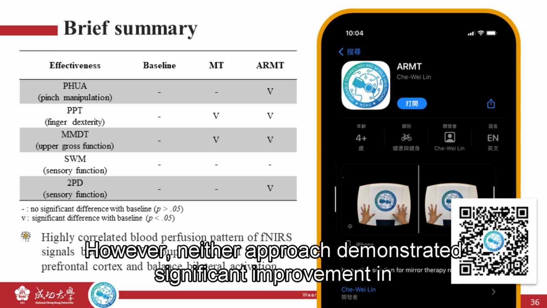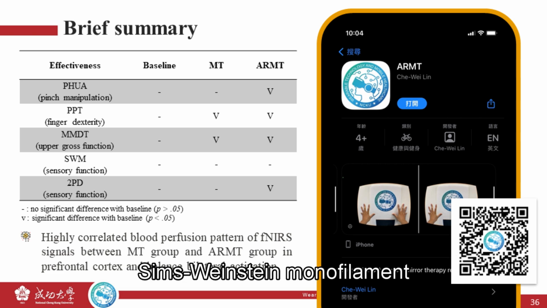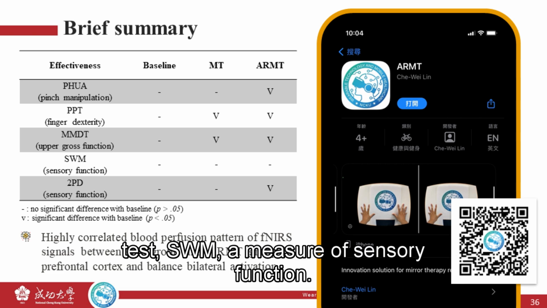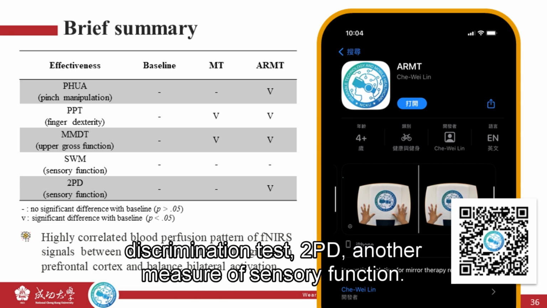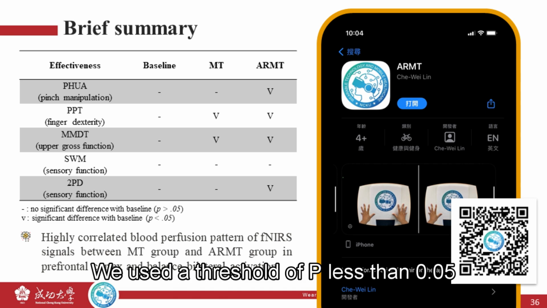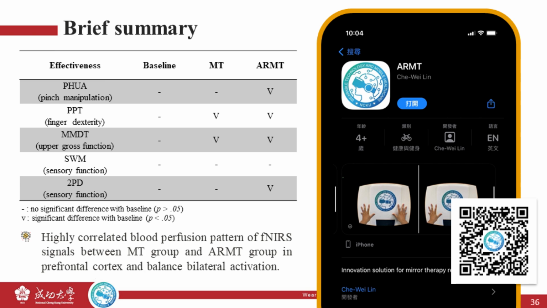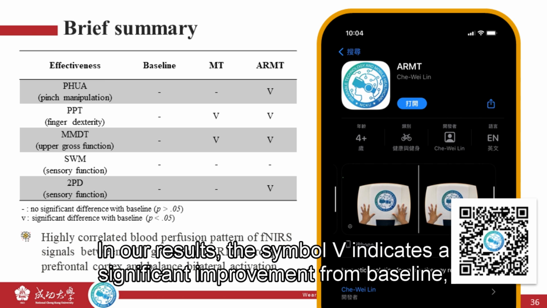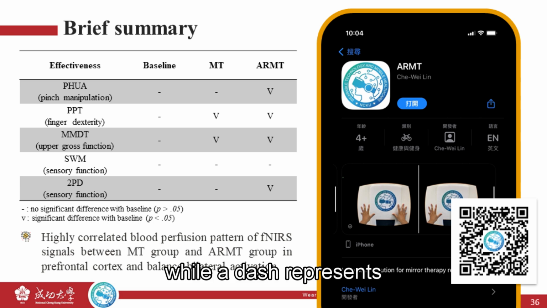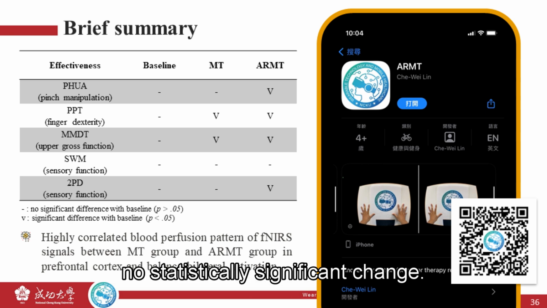However, neither approach demonstrated significant improvement in Sims-Weinstein monofilament test, SWM, a measure of sensory function. The assisted repetitive movement therapy uniquely showed significant improvement in 2-point discrimination test, 2PD, another measure of sensory function. We used a threshold of p less than 0.05 to determine statistical significance. In our results, the symbol V indicates a significant improvement from baseline, while a dash represents no statistically significant change.